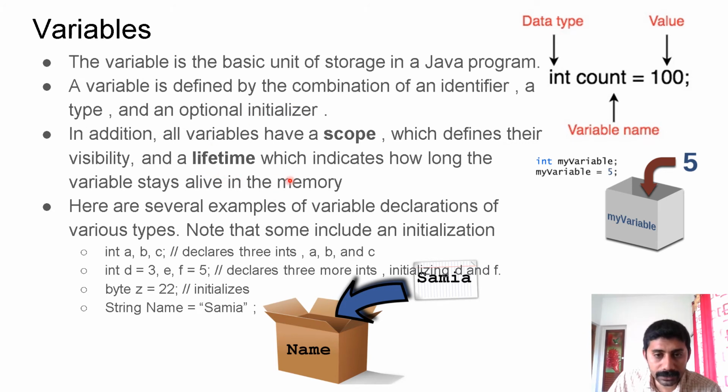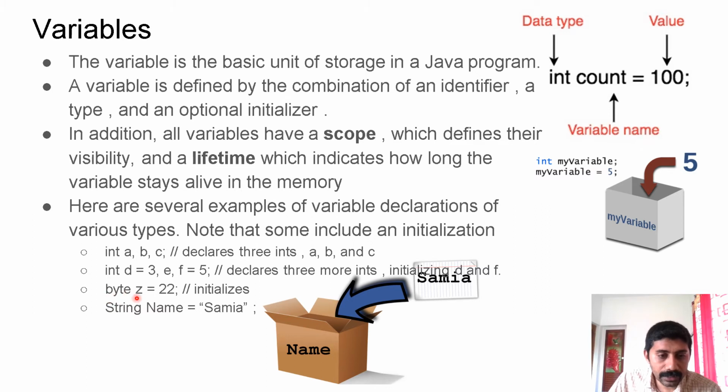There are two associated concepts, scope and lifetime. Scope indicates the area where it is visible. Lifetime indicates how long the variable stays alive in memory. Here are several examples of variable declarations of various types. Note that some include an initialization. Let us see one example. Int a, b, c: you are declaring 3 integer variables, meaning all 3 have the int data type. And here you are declaring d equal to 3, and e, f, so you are initializing also.